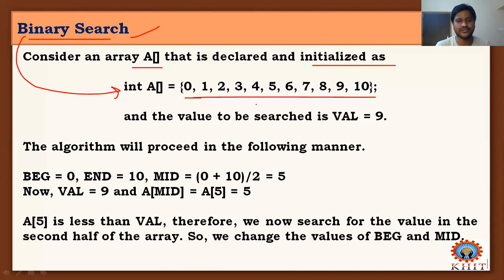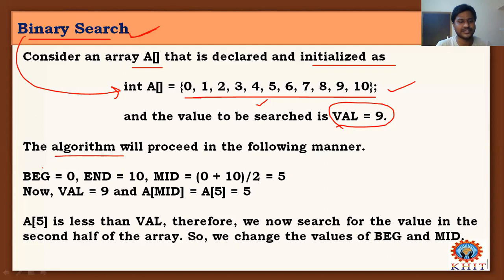So if you observe here, all these elements are in sorted order. Got it? And we are going to search for an element value 9. Does this element 9 exist in the given array of elements or not? By using the binary search algorithm. Right? Coming to the algorithmic process of this binary search.